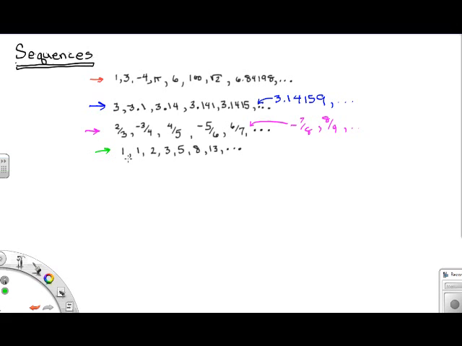And here's another sequence: 1, 1, 2, 3, 5, 8, 13. Now, some of you may recognize this sequence. It's what we call the Fibonacci sequence. And we get it by adding the previous two elements. We start with 1, 1, and we add those, and we get 2. Then that's this one here. Then we add those, and we get 3. And of course, that's the next one. We add those, and we get 5. That's the next one. And so on down the road.